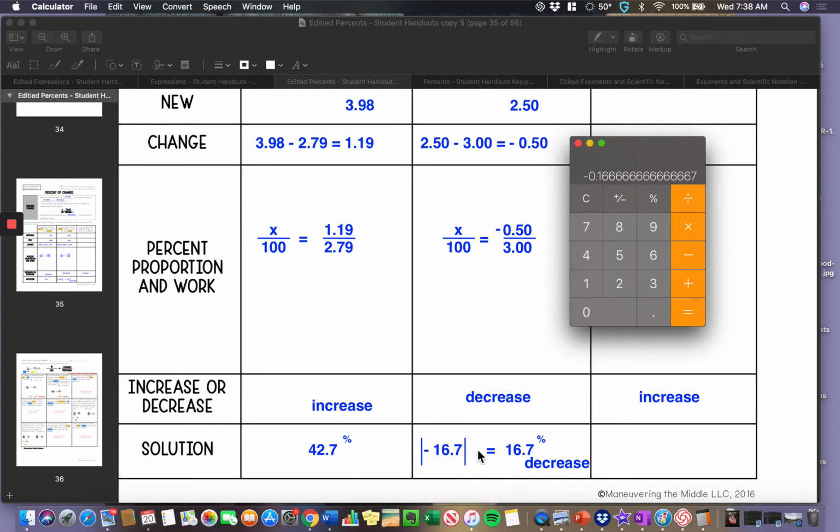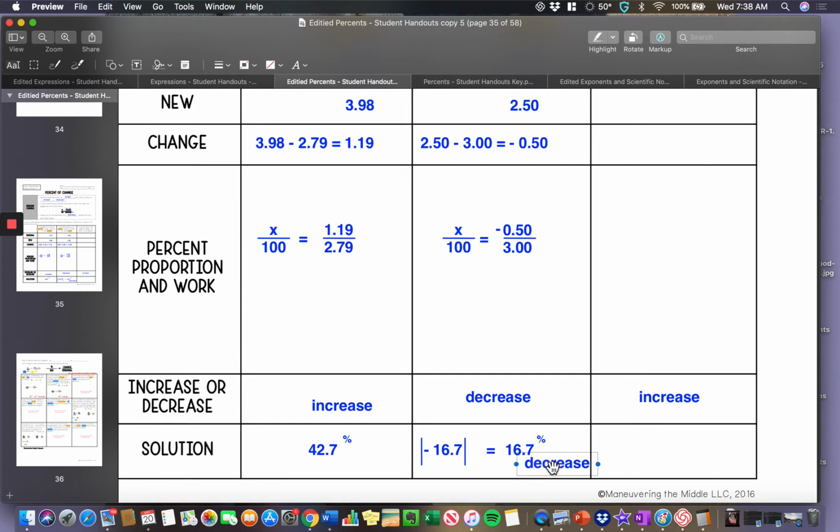All right. So I wrote the absolute value down here. Remember, absolute value is the distance a number is from 0. And it's always written as a positive number because these percentages will be written as a positive number. And it ends up being decrease, right? Because it's going to end up representing that it's a negative. So the decrease tells me that I have a negative percentage.